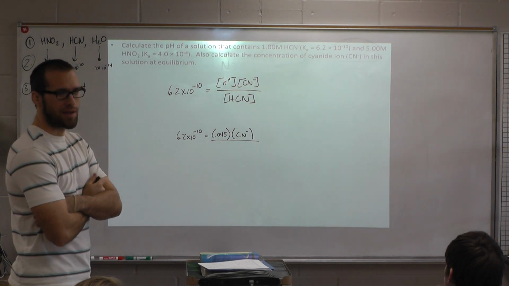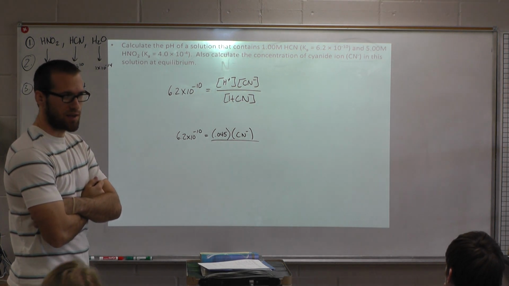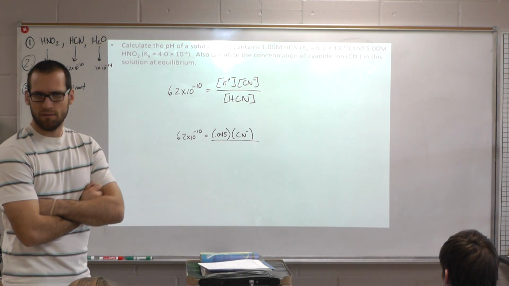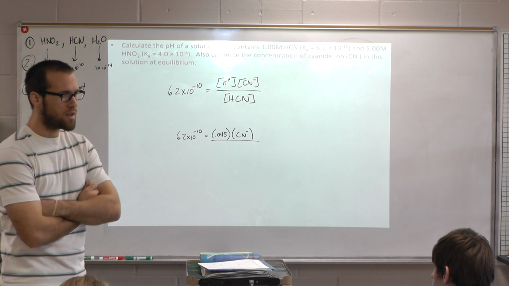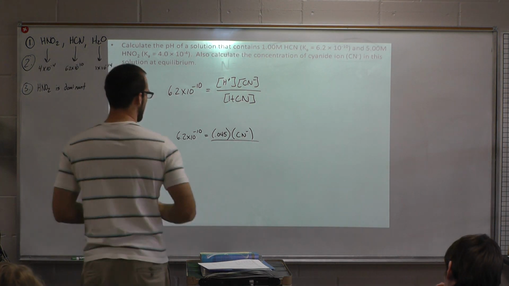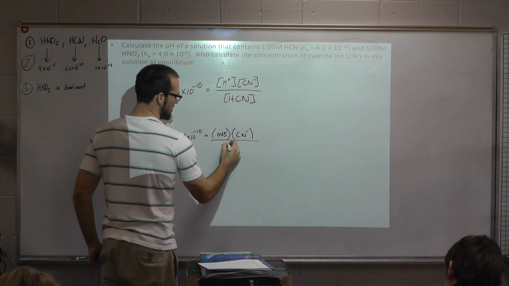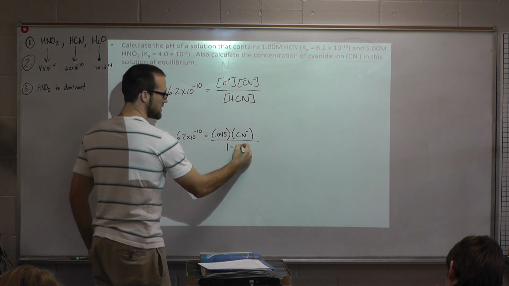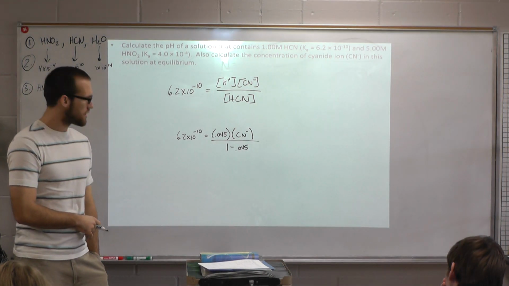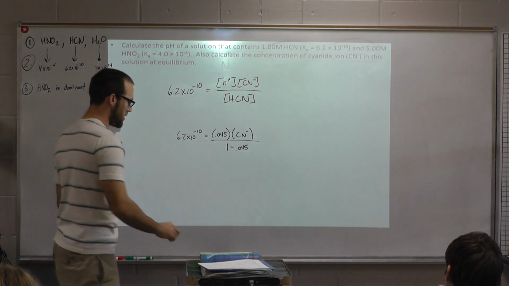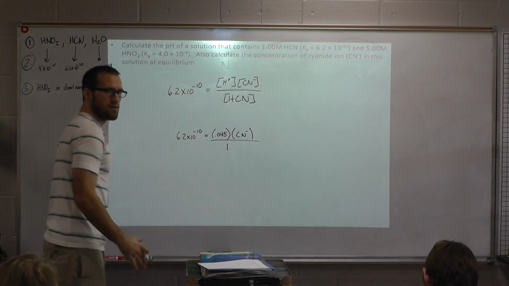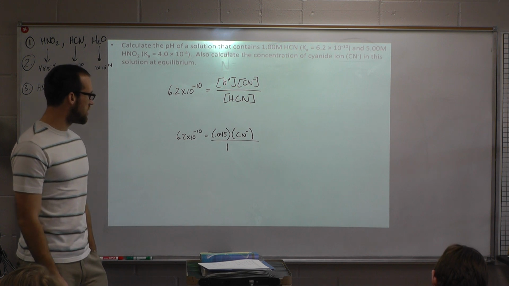It's very close to 1. So since it's so close to 1, we can assume it's 1. Why do I say that? Because X is so small, right? It's a weak acid just like the other situations. So technically what you could do is 1 minus 0.045. Does that make sense? But since it's so small, you could probably just treat it as 1. So, you solve that?